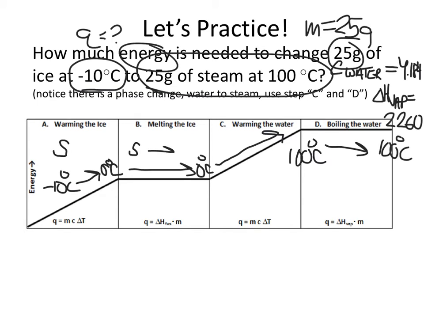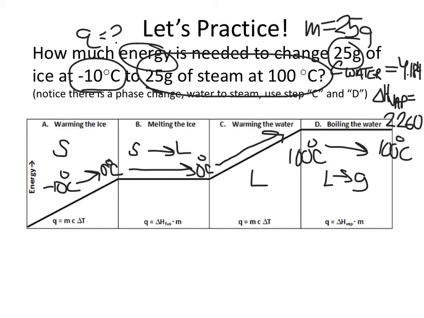When it's melting, it's going from solid to liquid. When it's a liquid and heating up, it's just a liquid. And when it starts boiling, it starts converting from liquid to gas. But notice I put in my temperatures. Those temperatures will be important, and you need to know those.